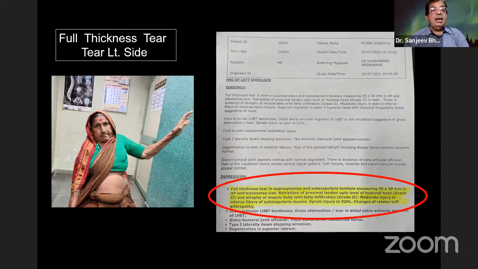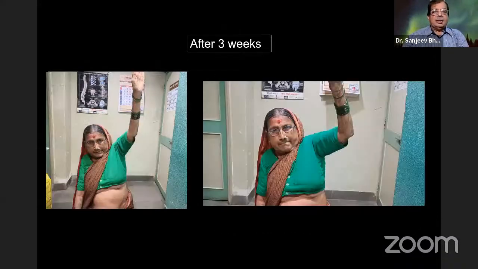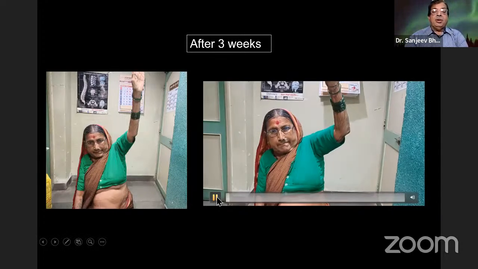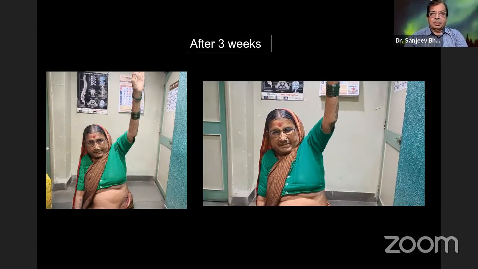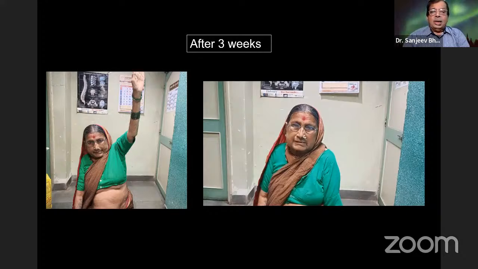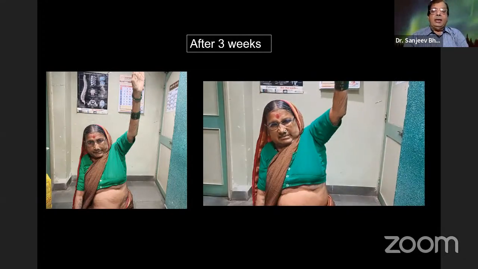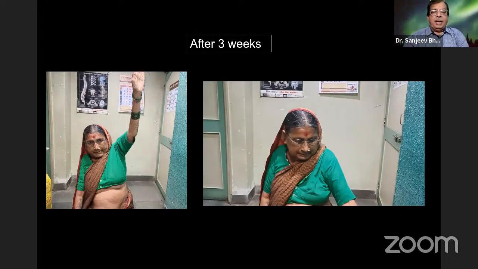Now, this is an old lady. She had a full thickness tear on the left side. Her MRI gives this report that there's a full thickness tear with retraction of the proximal tendon. And there was no active abduction, and even passive abduction was painful. I told her that actually you have to undergo rotator cuff repair, but that lady was not ready. So I injected her anteriorly as well as in the subacromial space. And after 3 weeks, you can see that her pain has gone. Mainly she was very happy because her pain had gone. Though there's some drop of the hand, she could now actively lift it up, and the pain had gone.